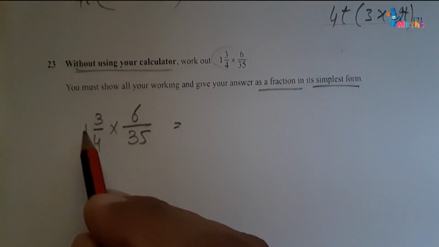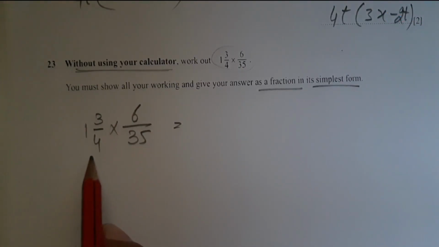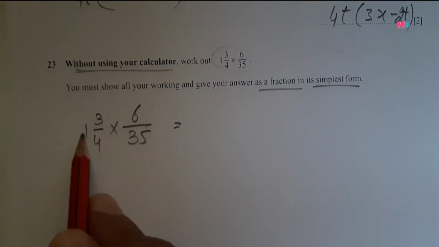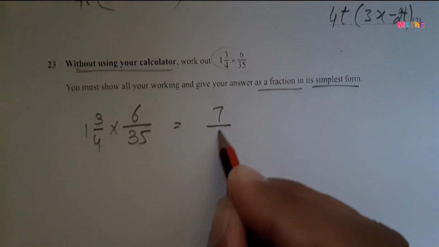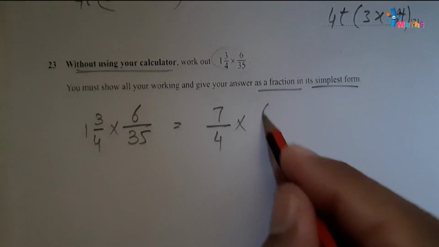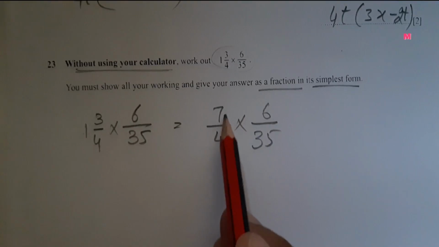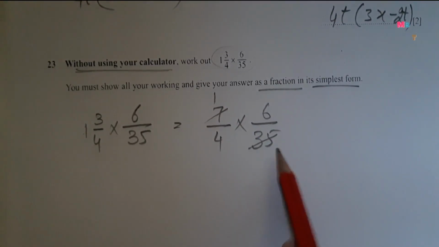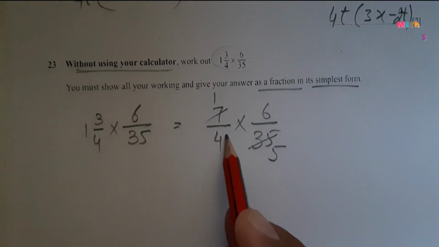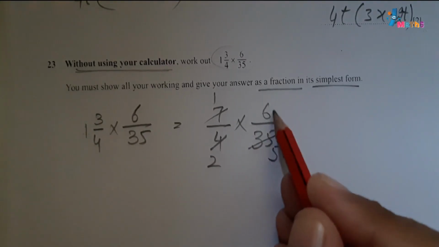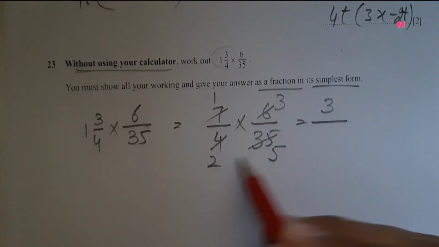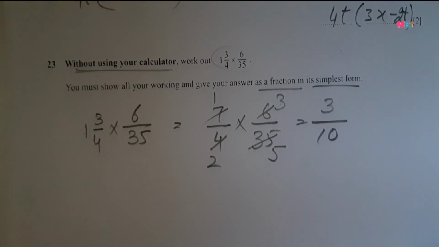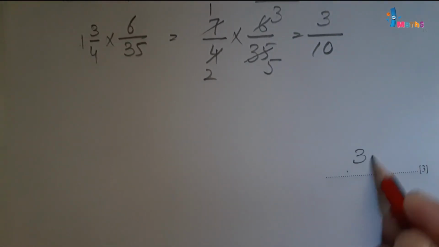So we can change this mixed fraction into an improper fraction. We multiply 4 with 1. 4 ones are 4, plus 3 is 7. So 7 by 4 multiplied by 6 over 35. This can be cancelled. 7 ones are 7, 7 fives are 35, and by the table of 2, 2 twos are 4 and 2 threes are 6. We can write 3 into 1 will be 3, and 2 fives are 10. So our answer will be 3 over 10.